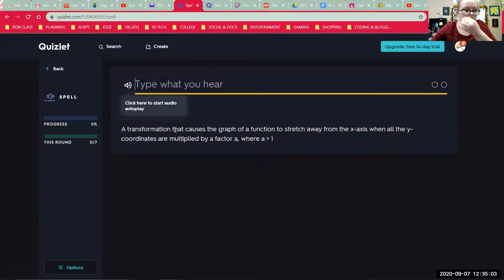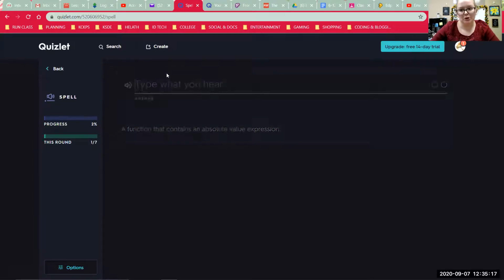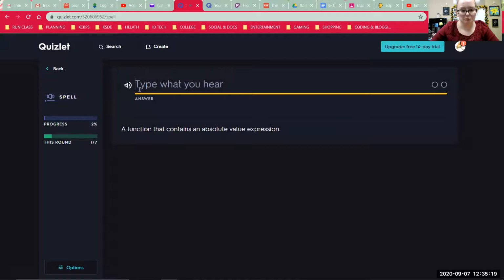Spelling is the same way. Vertical stretch. Vertical stretch. Except it says the answer for you, and you just type it in. There you go. So you type in absolute value function, and then it has the definition down here.